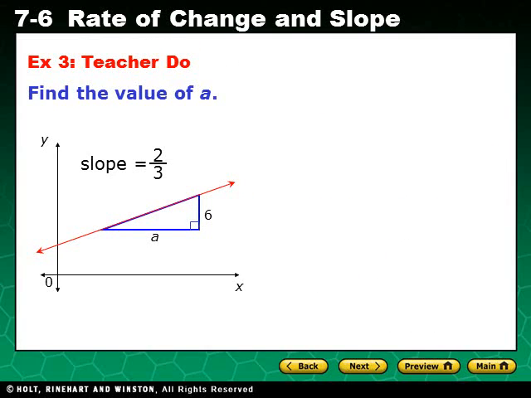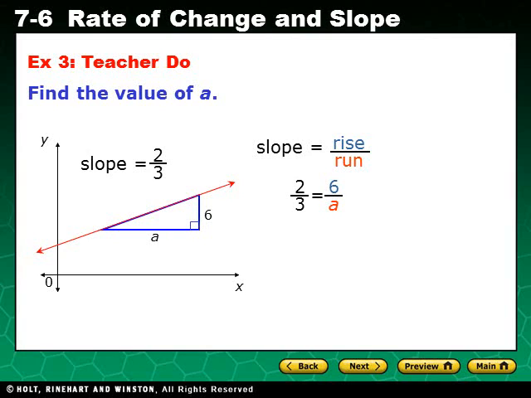Okay, now let's try one that looks like this. I'll show you how to do this one. Find the value of A. So in this one, you see that the rise is 6. The run is A. But it says the slope of this line is a ratio of 2/3. The rise is going to be 2 for every run that is 3. Okay, so we already know that slope is the rise over the run, so we'll say the rise is 2 and the run is 3. So the slope is 2/3.